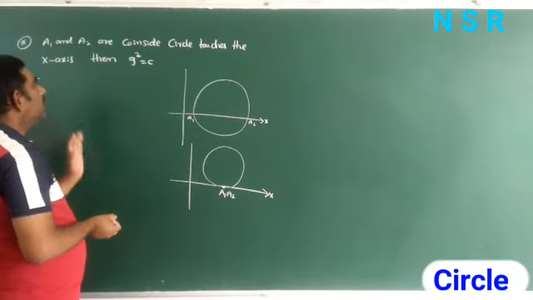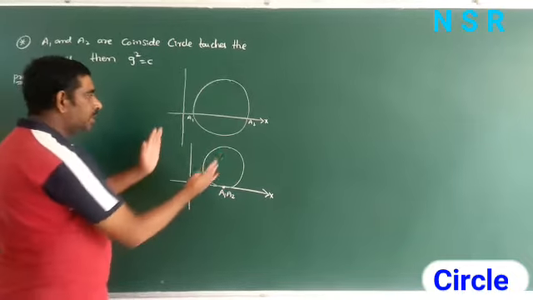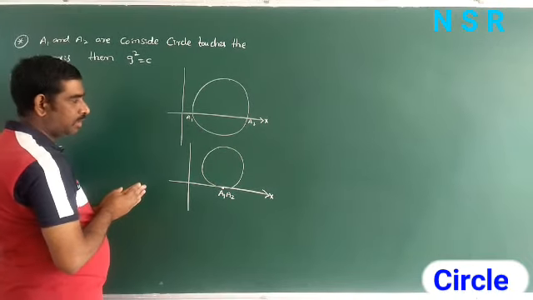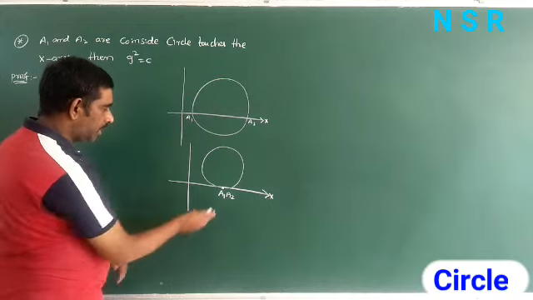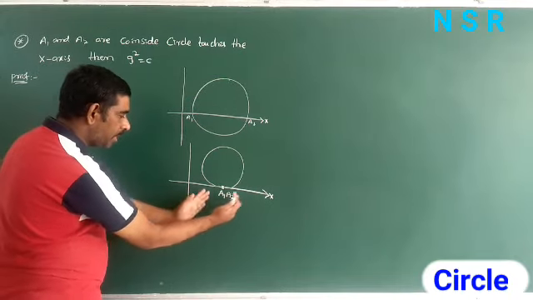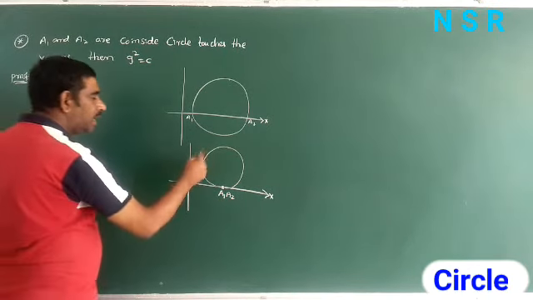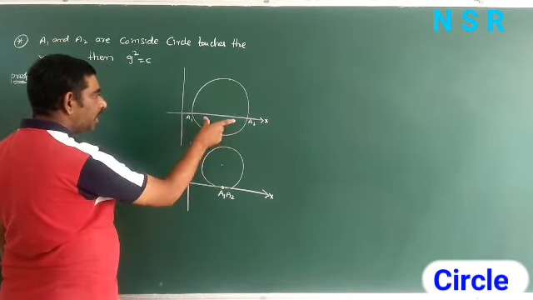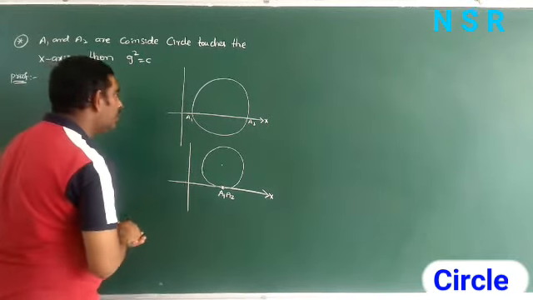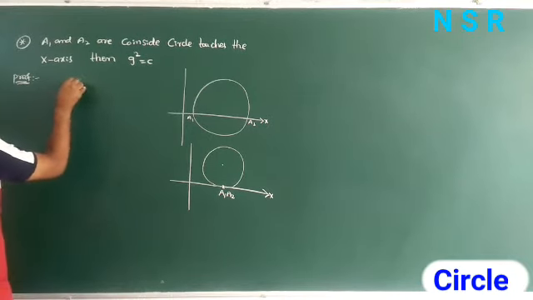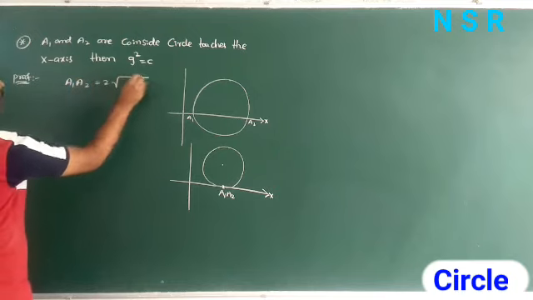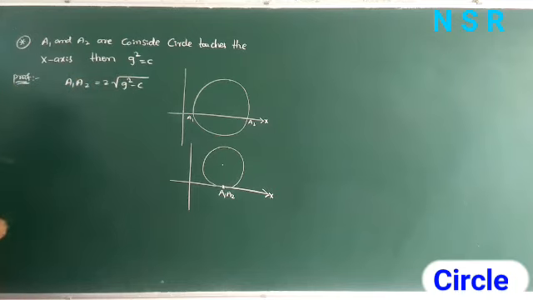So next, A1 and A2 coincide, which means A1 and A2 come together. Now the circle moves upward and touches the x axis. Here the A1 A2 distance is mod x2 minus x1. After they coincide, the distance is 0. So already you know that A1 A2 is equal to 2 into under root of g square minus c, that is the mod x2 minus x1 value.